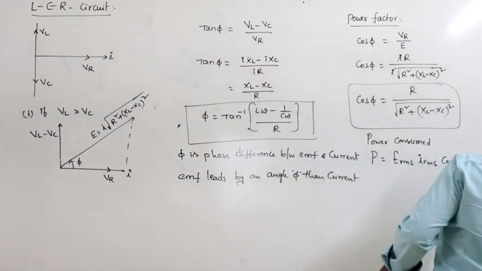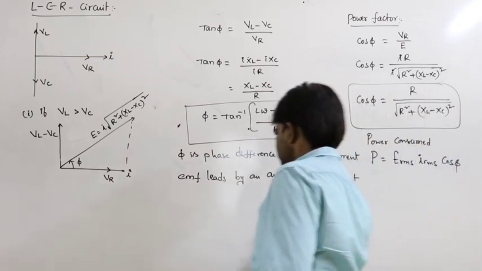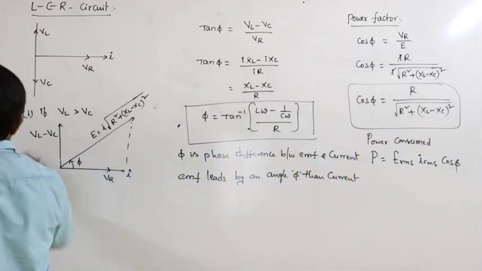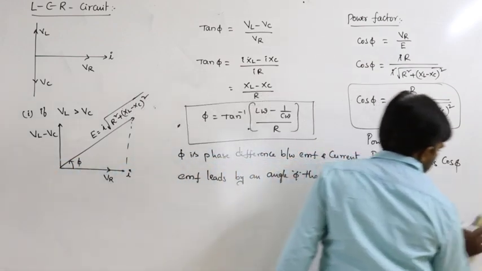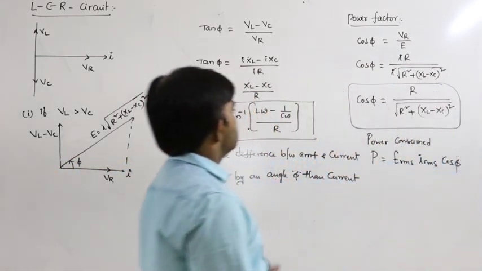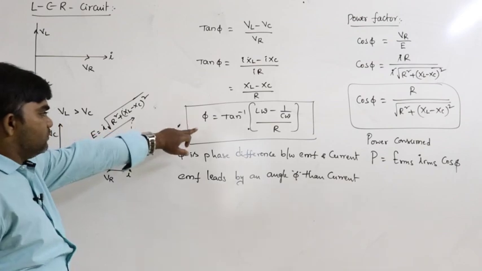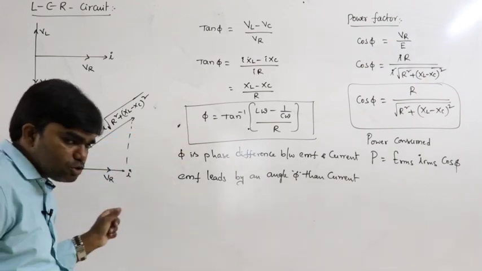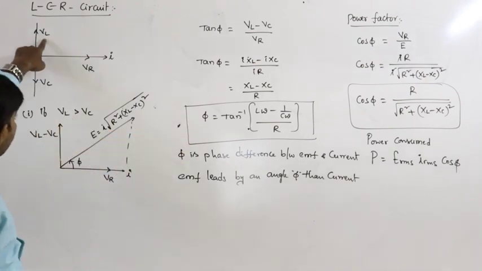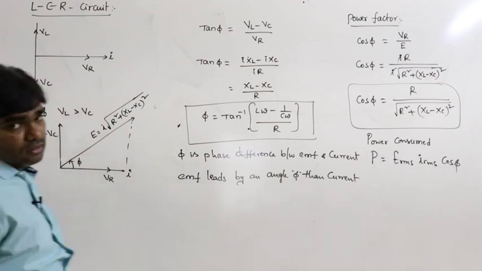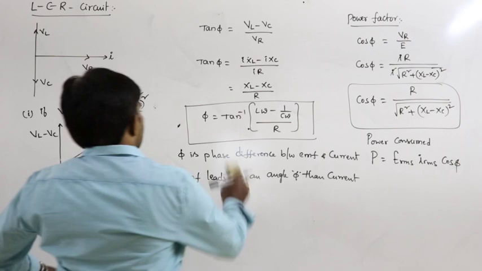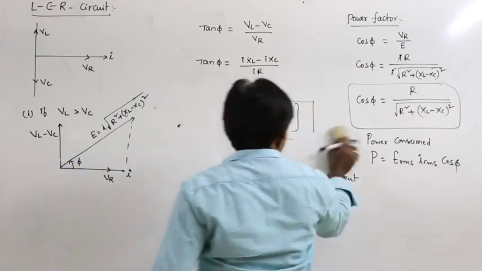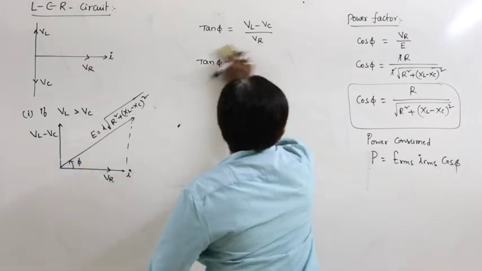So this is the situation here. This is the power factor, and this is the phase difference between the EMF and current. In this situation, VL is greater than VC, that is, the potential across the inductor is greater than the potential across the capacitor. Now one more thing here.